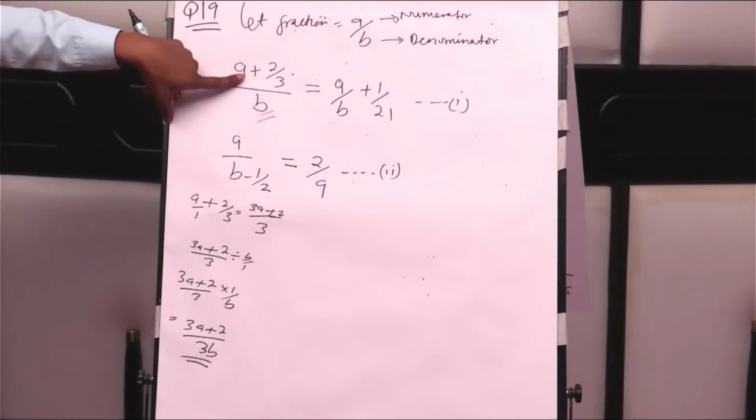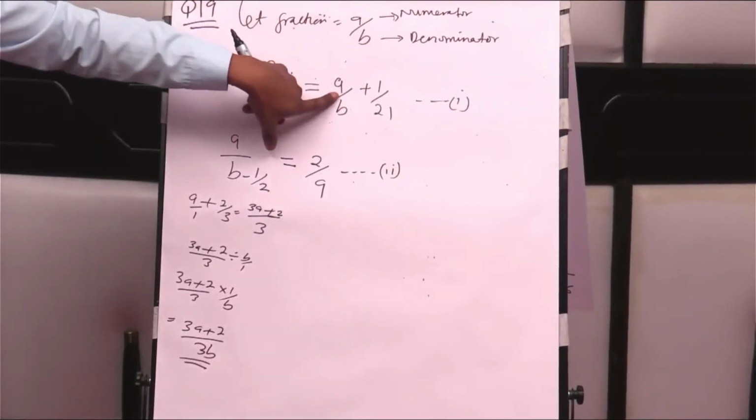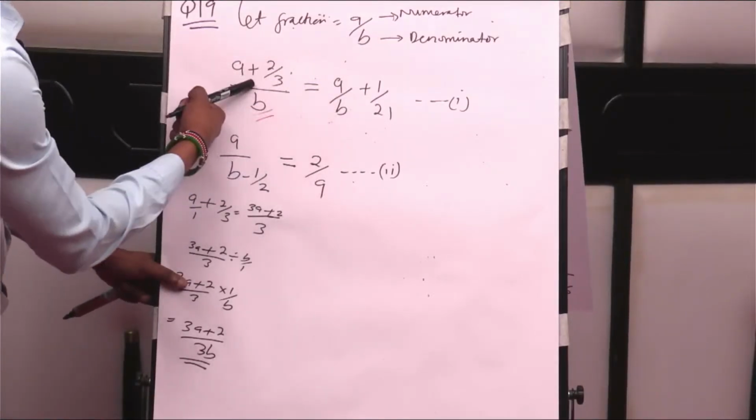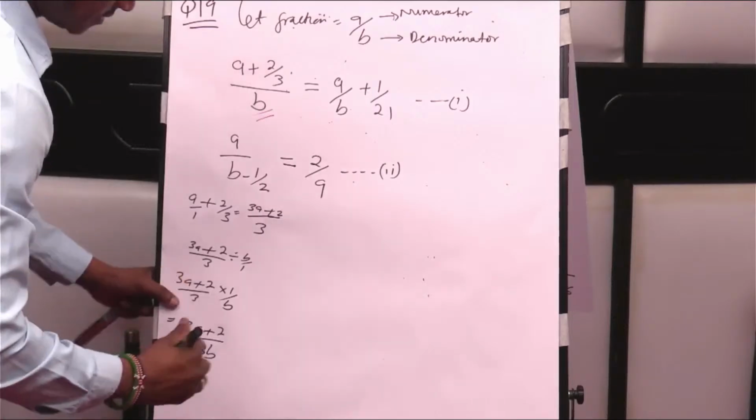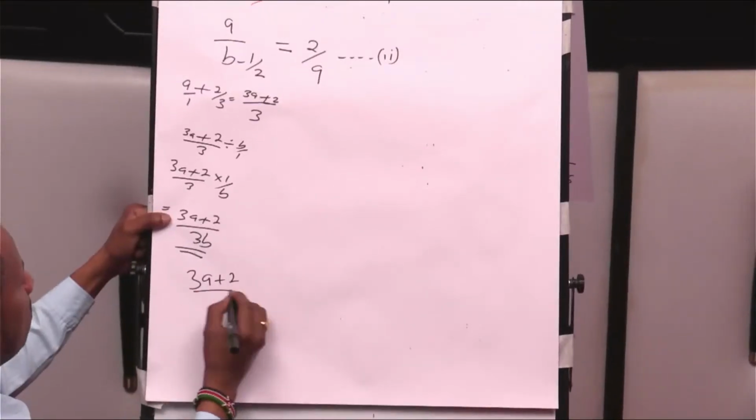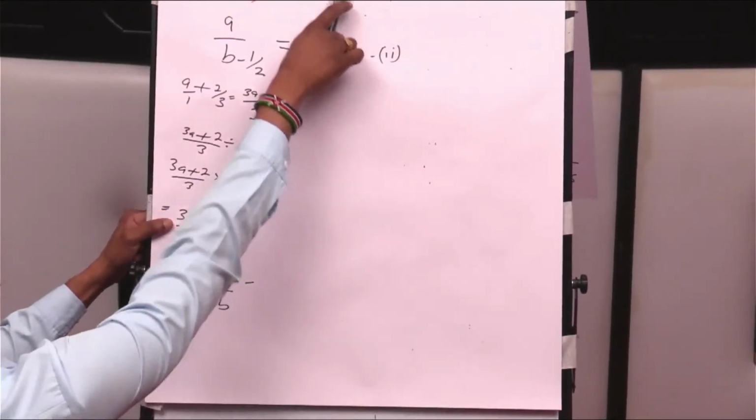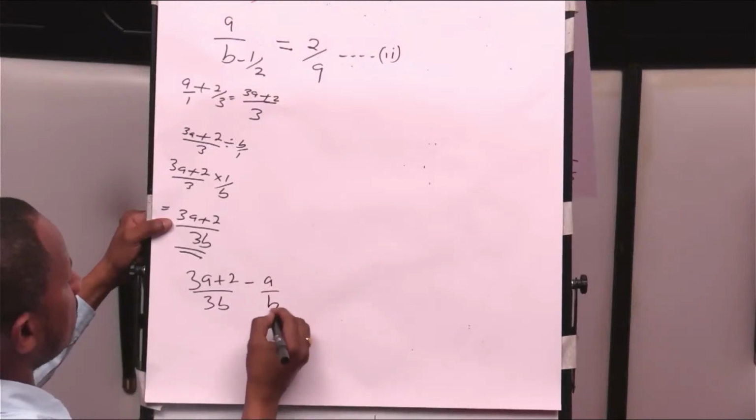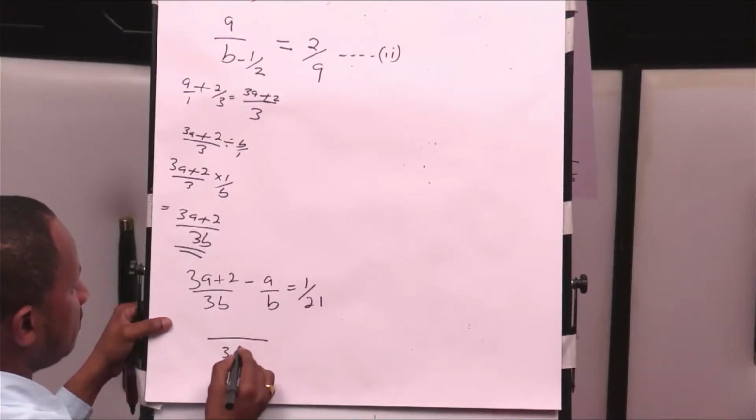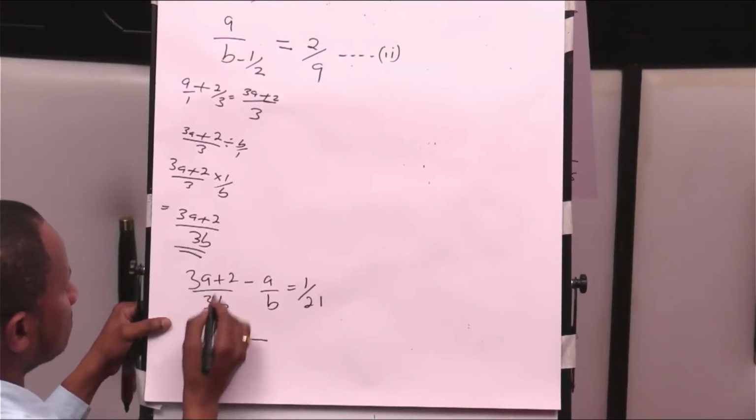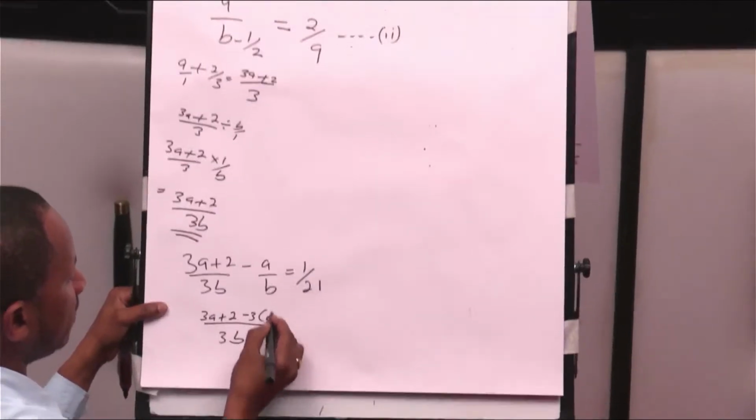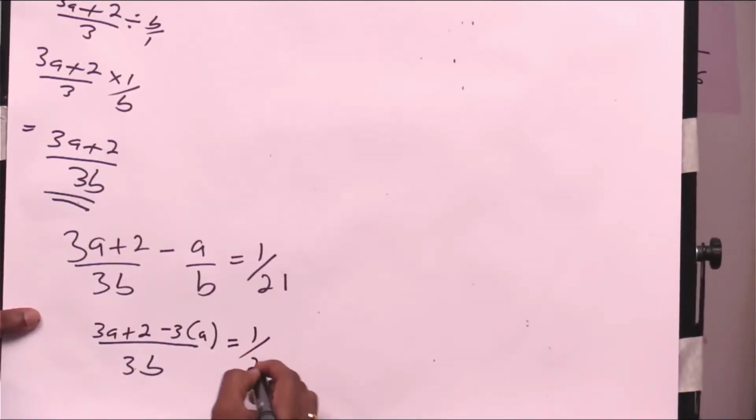Then this equals to, you can bring this a over b on this side. When you bring a over b on this side, it becomes minus. So from here, 3a plus 2 over 3b, minus a over b, equals 1 over 21. Then solve this side. LCM is 3b. 3b into 3b, 1. 1 times this becomes 3a plus 2. b into 3b becomes 3, minus 3 times a, equals 1 over 21.